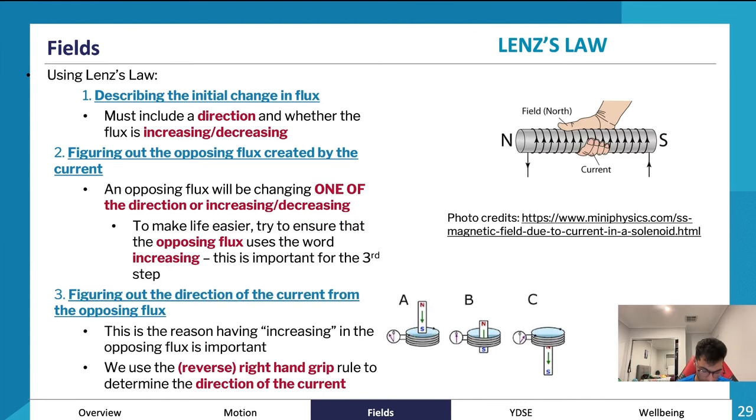When it comes to Lenz's law, there are 3 things that you want to be doing. So first of all, you want to know what is the initial flux. After something's happened, so let's say we're moving a magnet, moving a coil or something like that, we want to find out, is the flux going to increase or is the flux going to decrease?